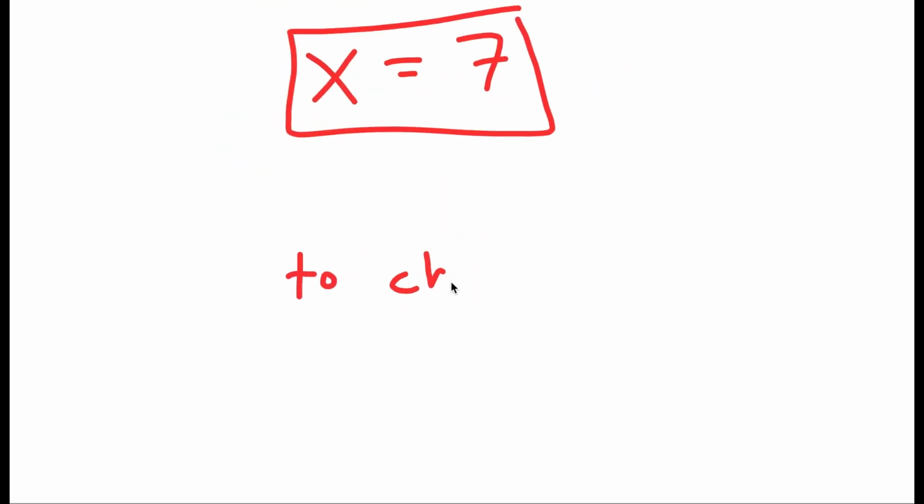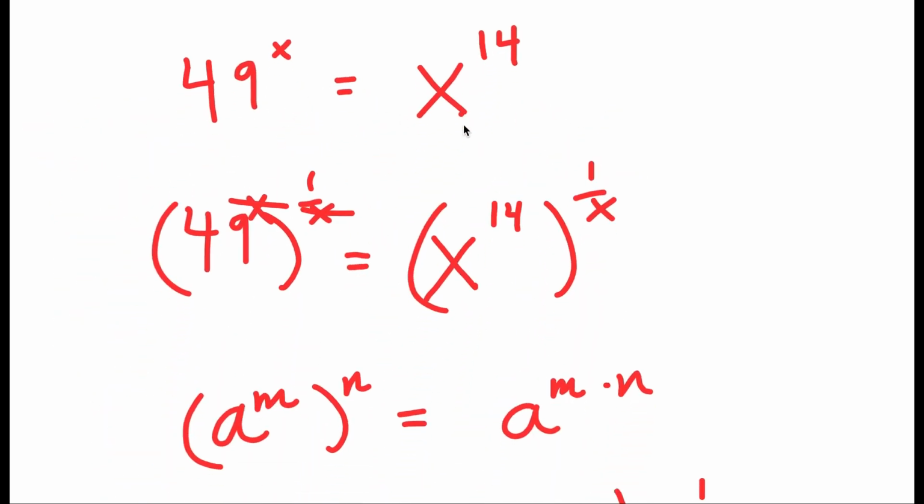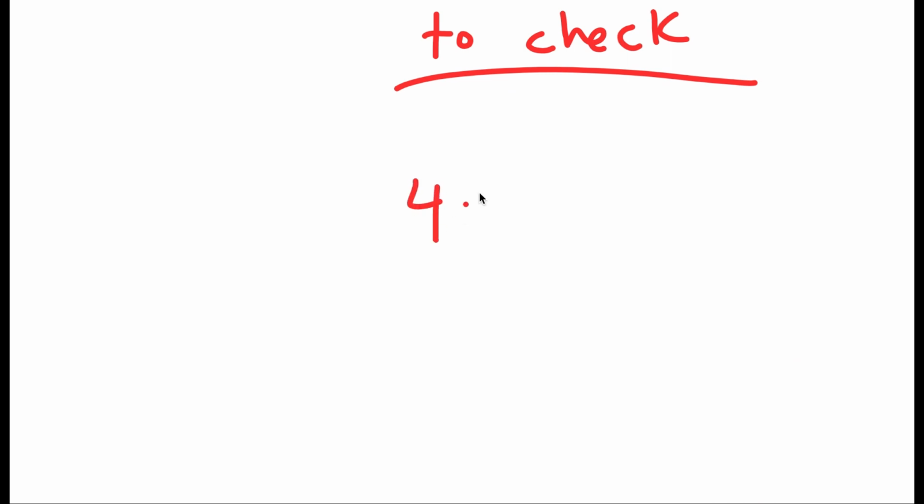And to check, I have 49 to the power of x is equal to x to the power of 14. So I have 49 to the power of 7 is equal to 7 to the power of 14.